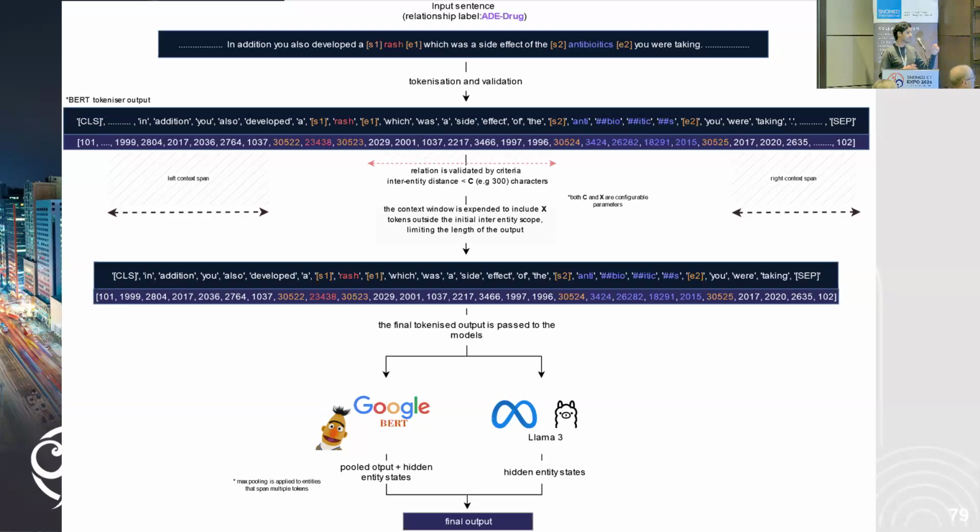In the case of both, we take the hidden state output and also the pooled output, since we feel that the pooled output actually contains a good summary of the entire input, so that could be useful. But since Llama does not have that, we only take the hidden state output and then pass it through the final classifier.